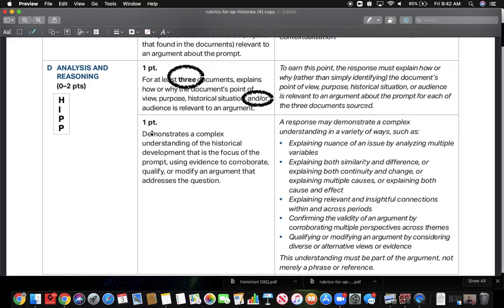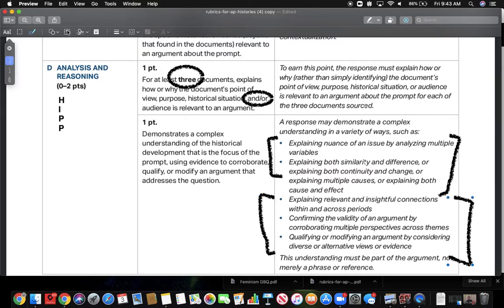The last point of analysis is demonstrating a complex understanding of the historical development. That's the focus of the prompt, using evidence to corroborate, qualify, or modify an argument. Ladies and gentlemen, this is the same thing that you've been doing. These first 2 points are, of course, your analysis statements, right? When you're looking at explaining a nuance of an issue, or explaining the similarity and difference, or continuity and change, or causes. By doing an analysis statement, you will effectively earn this point. The other way to earn this analysis point in a DBQ is to do a synthesis statement.